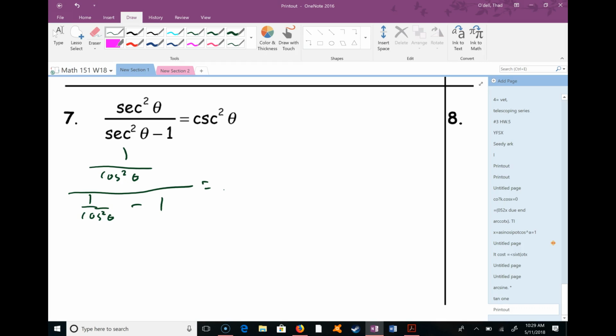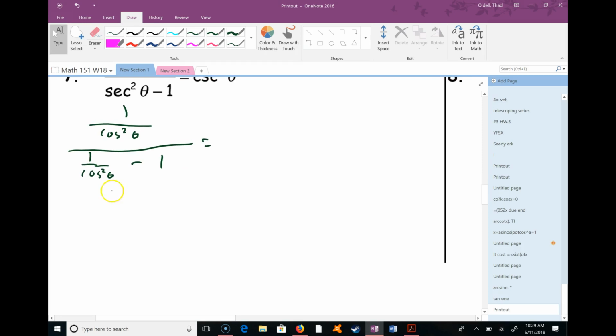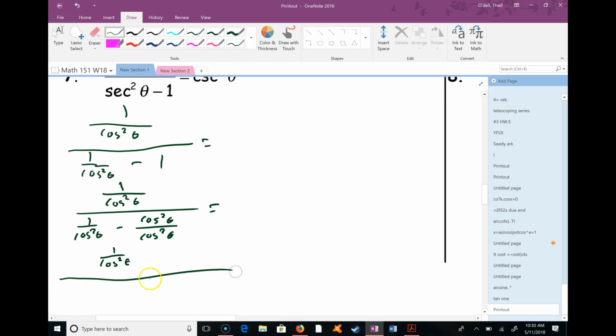So let's see. In order to simplify this fraction, I need to combine the bottom into 1. So I'm going to rewrite this as 1 over cosine squared over 1 over cosine squared minus cosine squared over cosine squared. So 1 is the same thing as something over itself, so I can change that to anything I want over itself. So notice now we have a common denominator. So this will be 1 over cosine squared on the top, and I'll have 1 minus cosine squared theta over cosine squared.